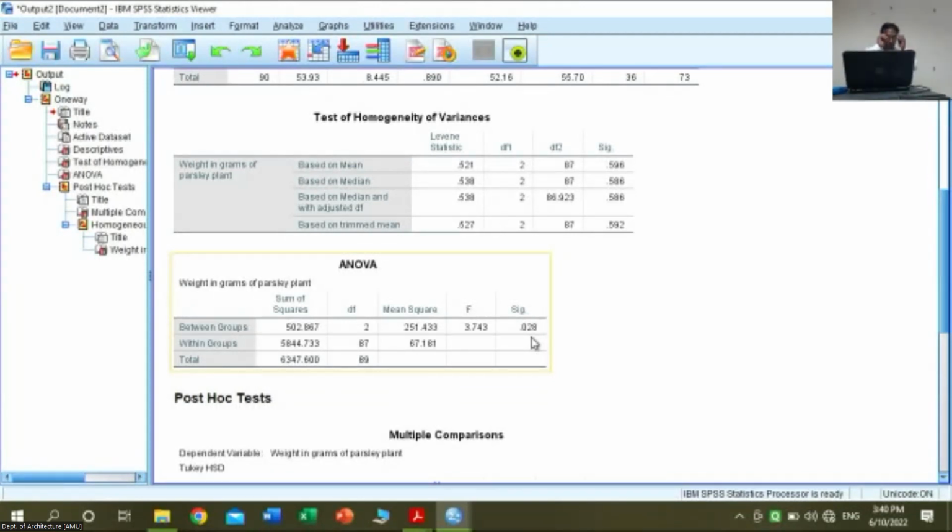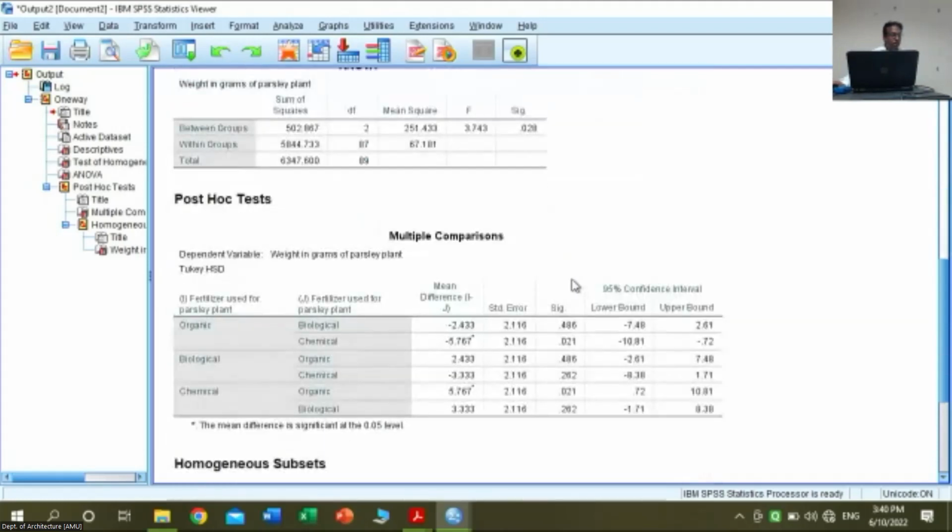तो अब यहाँ पर देखिए, मल्टीपल कंपैरिजन में जाएंगे तो ऑर्गेनिक का कंपैरिजन है बायोलॉजिकल से और ऑर्गेनिक का कंपैरिजन है केमिकल से. सो पी वैल्यू when we compare organic with the biological, p value is 0.486. So there is no significant difference between organic fertilizer and biological fertilizer. But when we compare organic fertilizer with the chemical fertilizer, p value is 0.021. That means there is significant difference between mean weight of plants with respect to organic fertilizer and chemical fertilizer.